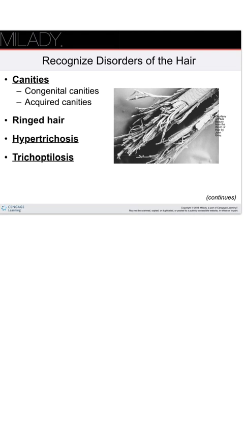Recognizing disorders of the hair. Canities, congenital canities, or acquired canities. Ringed hair, hypertrichosis, or trichoptilosis. These are going to be some of the key vocabulary terms that you will need to learn and remember in order to be successful on the final exam.